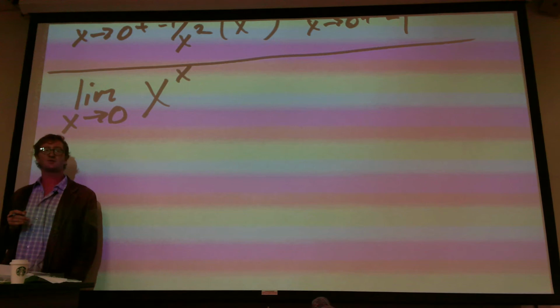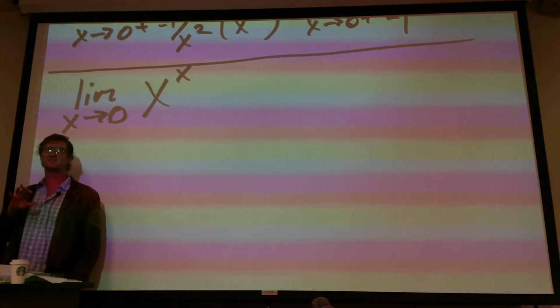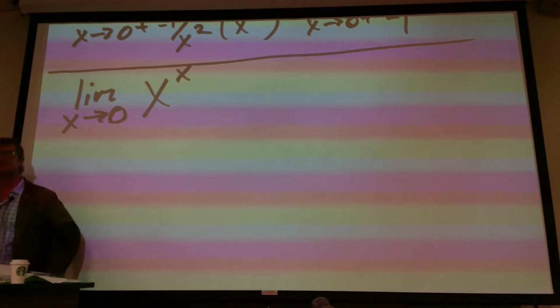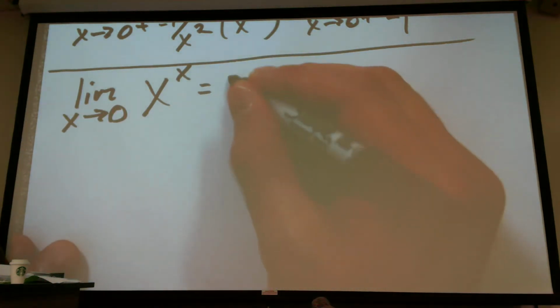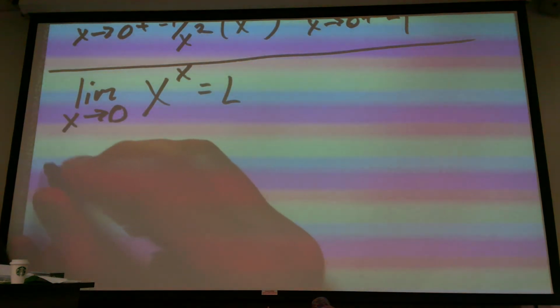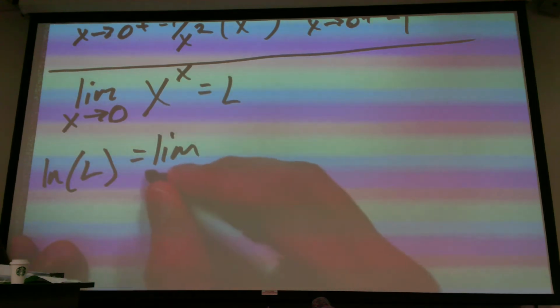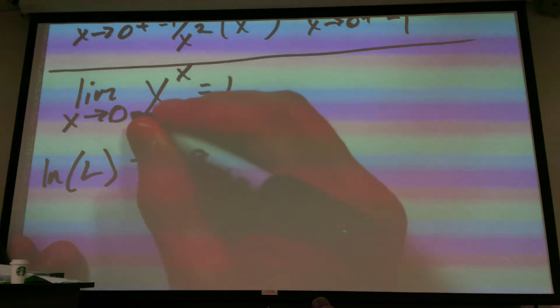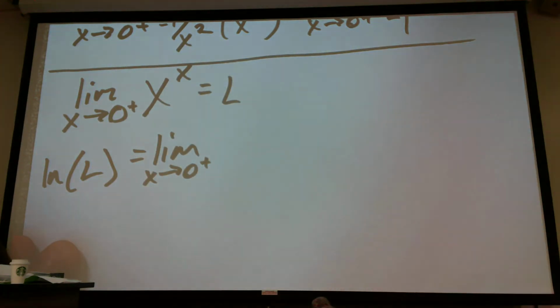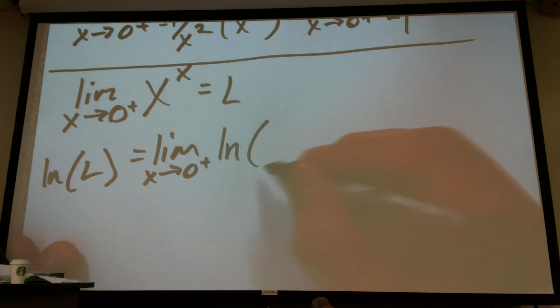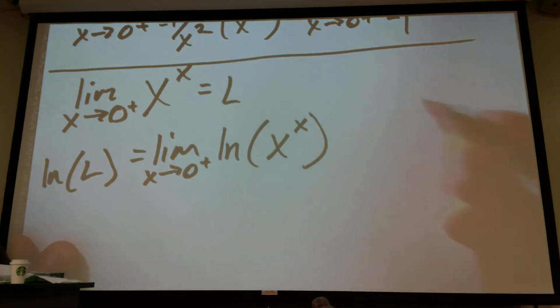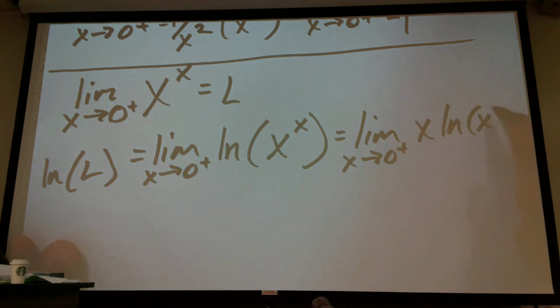So what I'm going to do is let's just let it equal L and let's take its natural log. Say this is L. So the natural log of L would equal the limit as x tends towards 0, let's just make this from the right for consistency, the natural log of x raised to the x power. That would be the limit as x tends towards 0 from the right of x natural log of x.